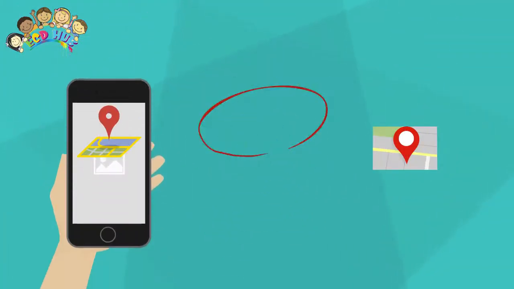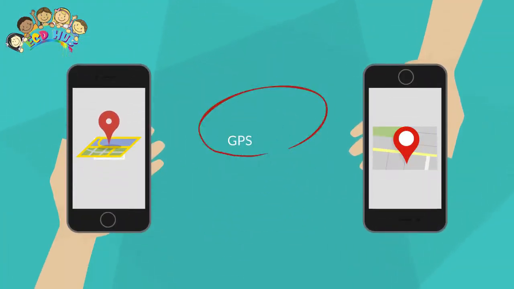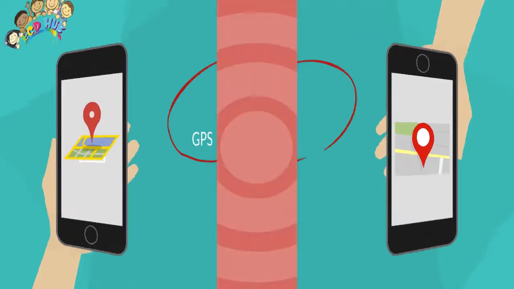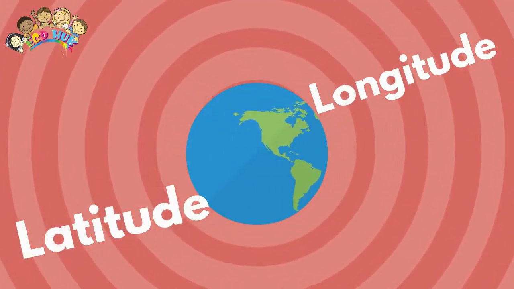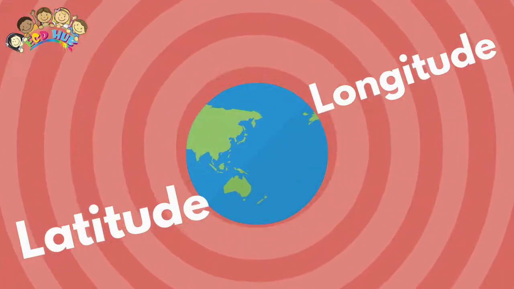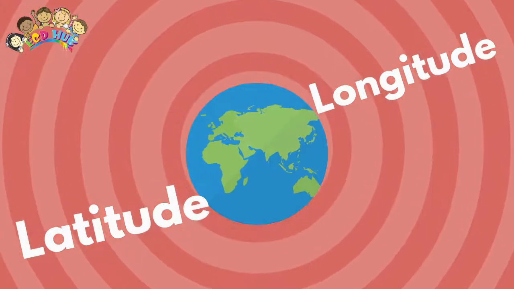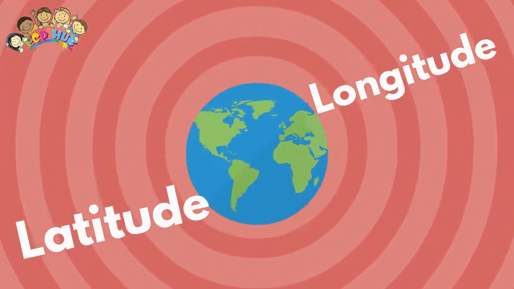Now it has become even easier due to GPS. Now we can easily know our exact location in terms of latitude and longitude using our mobile phones. Now you are able to find your friend's location through latitude and longitude. Also, it can help lost people using GPS, latitude and longitude.